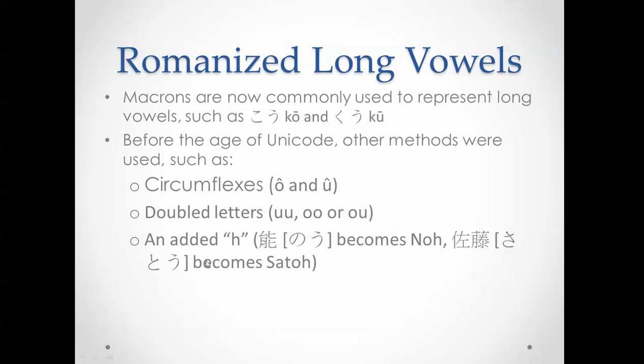Another thing that you might see is a long vowel might be represented by an added H at the end. So for example, this character, this kanji pronounced no, is often written N-O-H instead of N-O with a macron over it. Or this surname, Sato, very common surname, is sometimes romanized S-A-T-O-H instead of S-A-T-O with a macron over it.